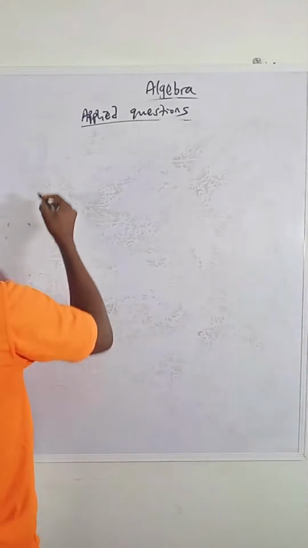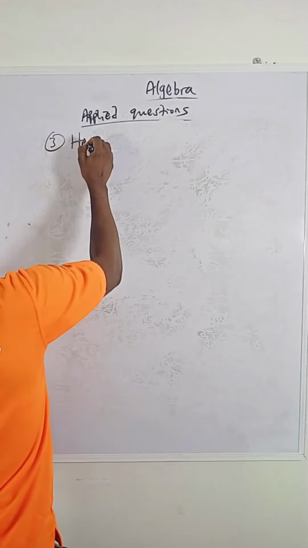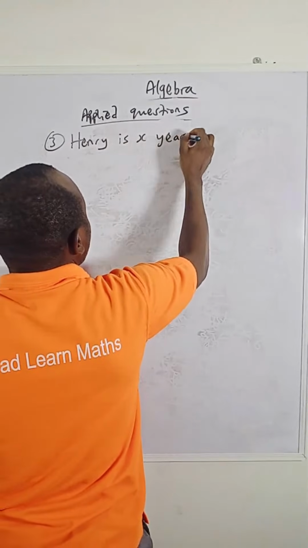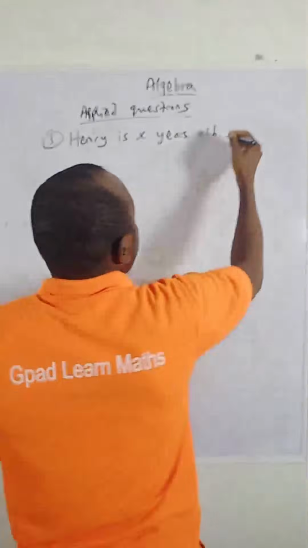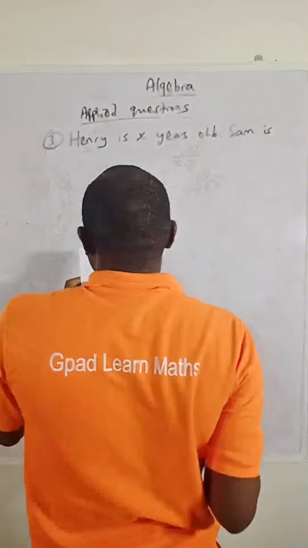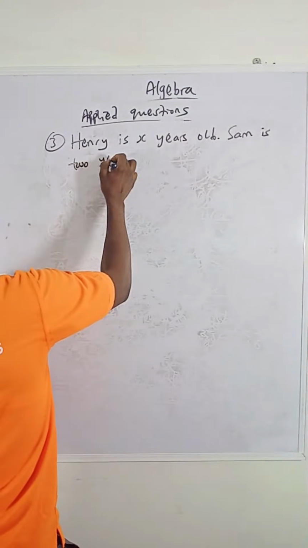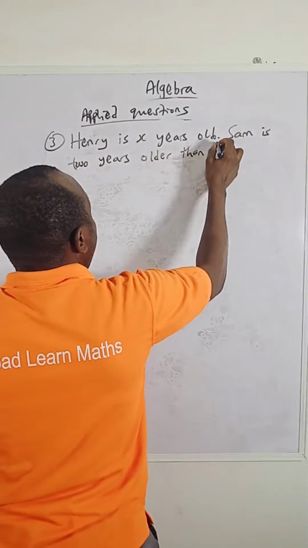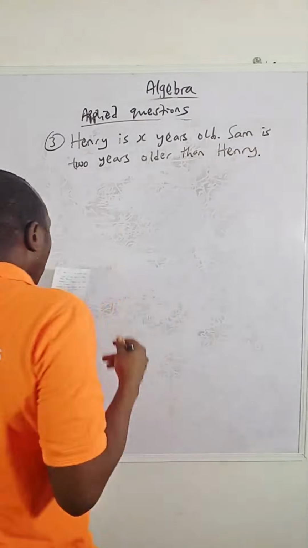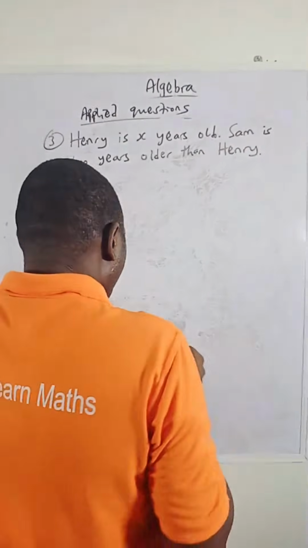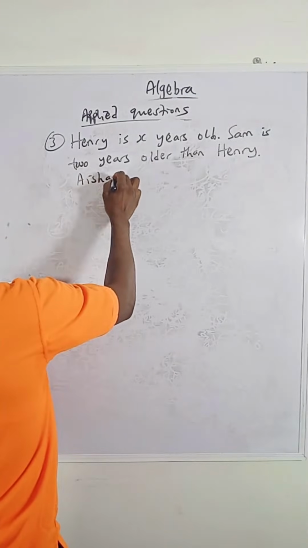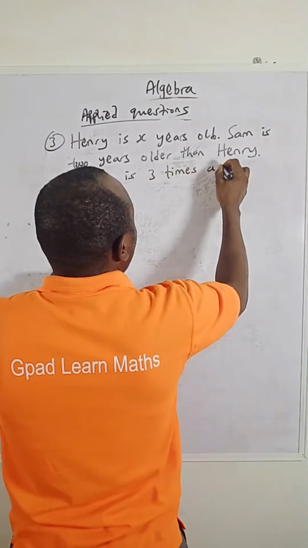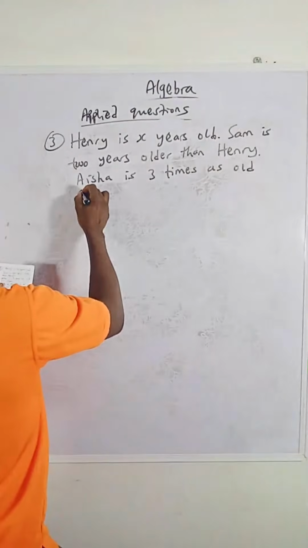So number 3, Henry is x years old. Sam is 2 years older than Henry. Excuse me. Aisha is 3 times as old as Sam.